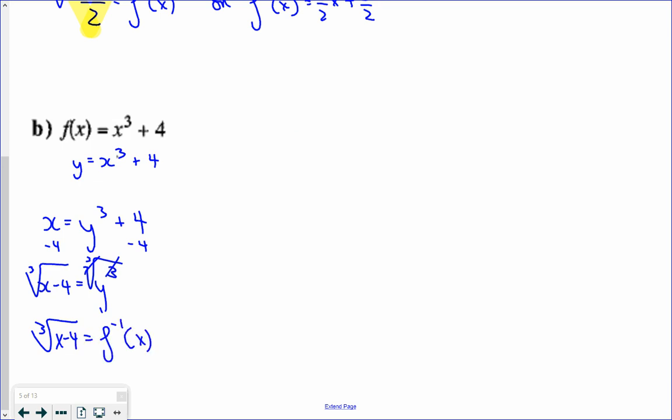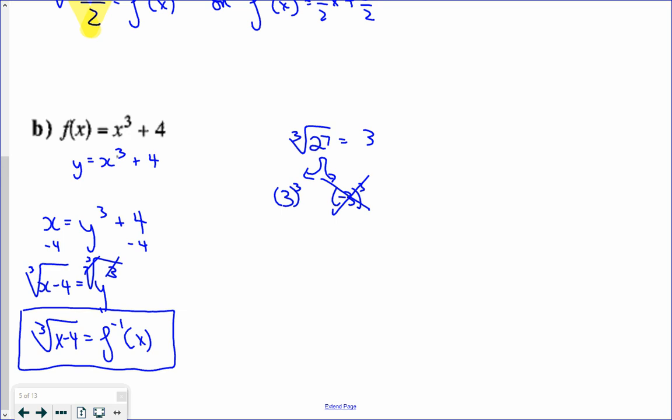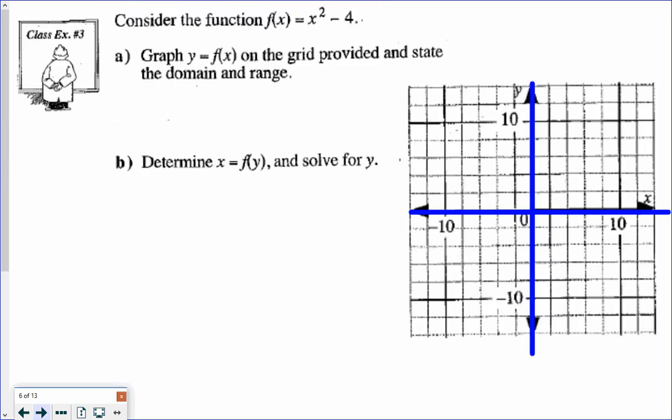The reason why is if I asked you for the cube root of 27, that would be 3 times 3 times 3, so it equals 3. If you try the negative 3, negative 3 times negative 3 times negative 3 is negative 27, so that does not work. So cube roots only have one answer, so you don't need the plus minus in front of that. Okay, so again, switch the x and y around and then get the new y by itself using whatever algebra methods are necessary.